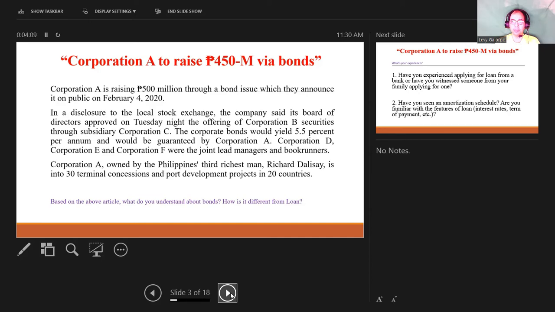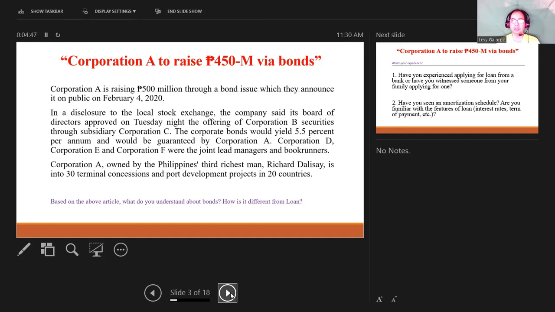Corporation A, owned by the Philippines' third richest man, Richard Dalisay, is into 30 terminal concessions and port development projects in 20 countries. Based on the above article, what do you understand about bonds? How is it different from a loan?